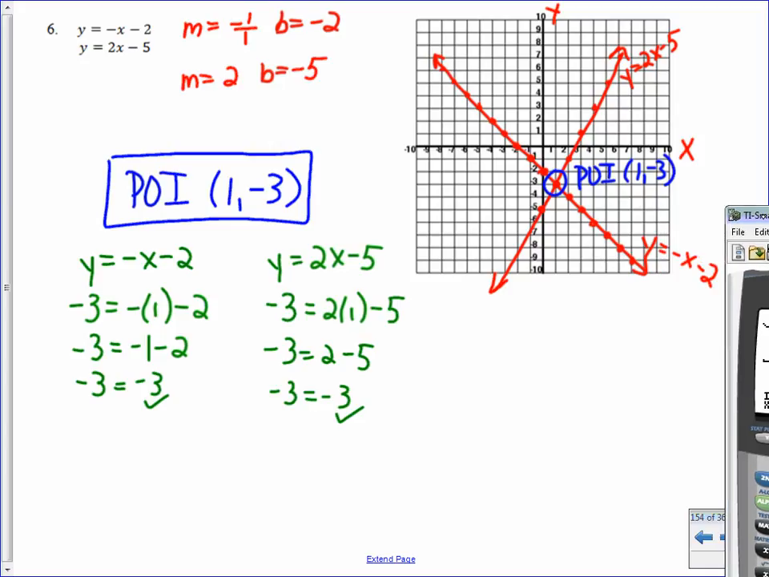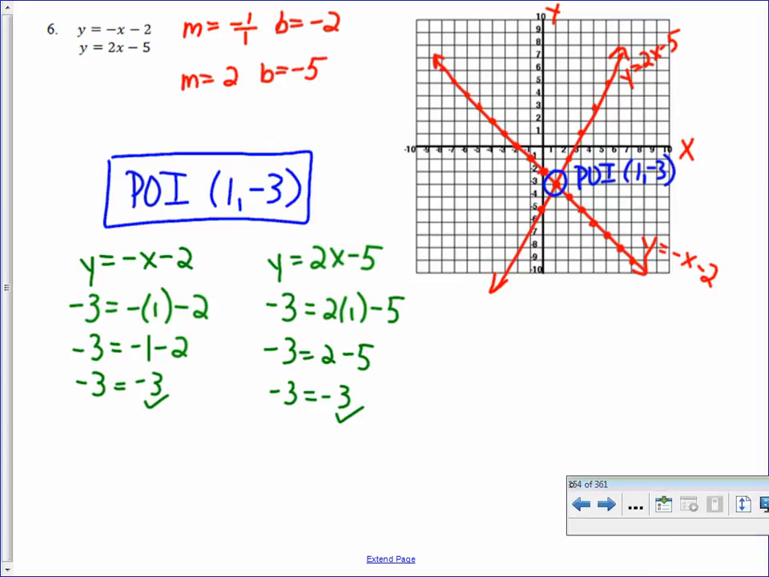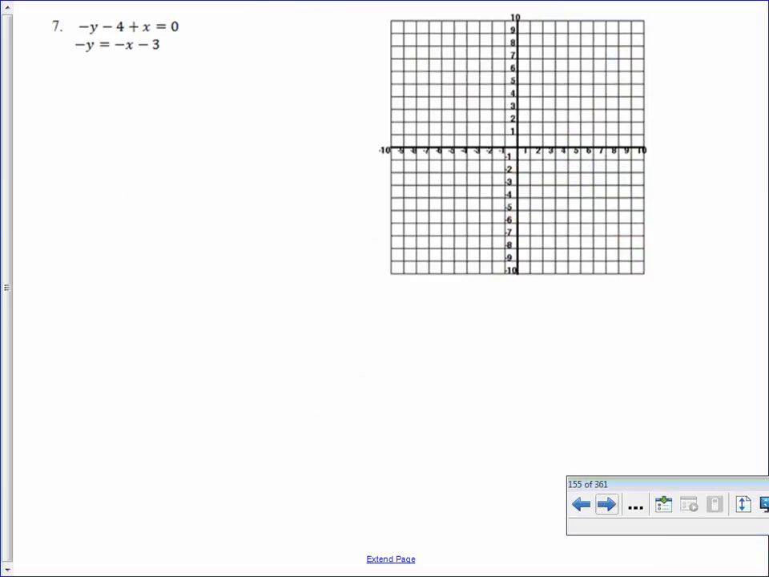Now let's go on to the next question that we did in class, and that was question number 7. So I have negative y minus 4 plus x equals 0. I'm not in slope-intercept form. A couple of ways I can go about this. I could add y to both sides to make my life a little bit easier. I have negative 4 plus x equal to y.